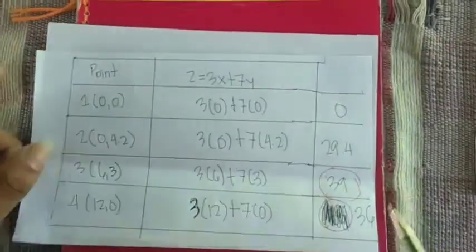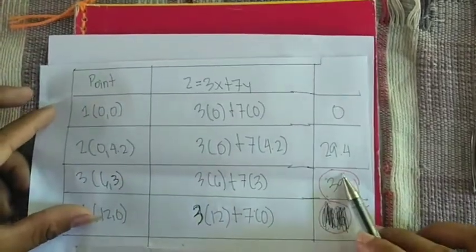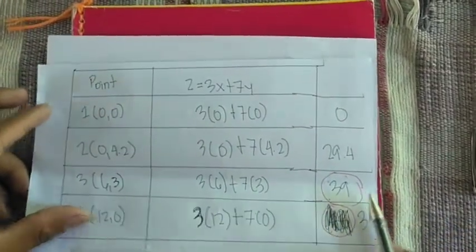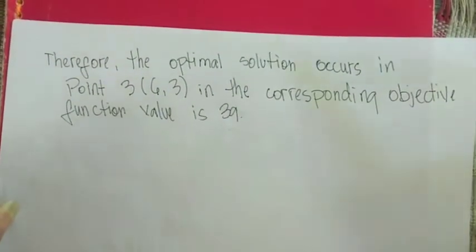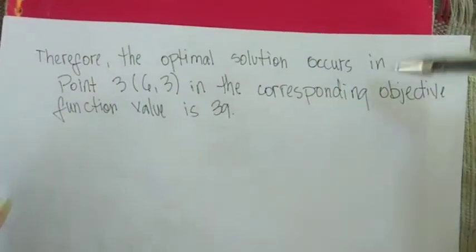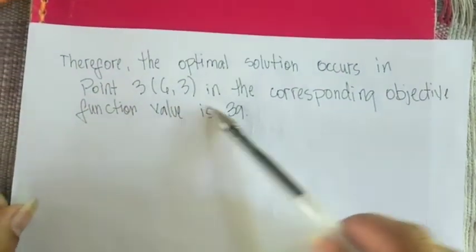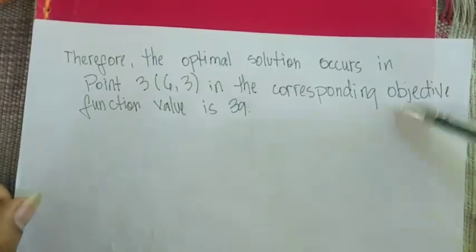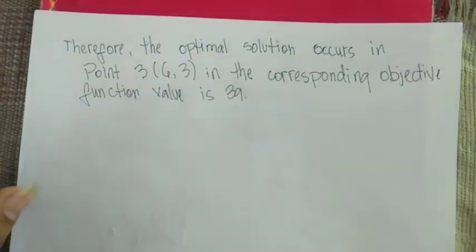Since our maximum, or the biggest value, is 39, this is our maximum value. So therefore, the optimal solution occurs at point 3, where x is 6 and y is 3. And the corresponding objective function value is 39. And that concludes our LP problem.